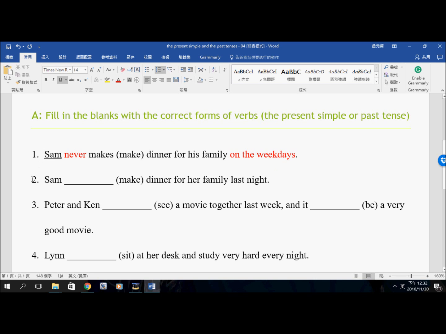Take a look at question number 2. Again, let's find the time marker. Usually the time marker is either in the middle of the sentence, at the end of a sentence, or at the very beginning of a sentence. So the time marker is here. Last night. When you see last night, you know something happened in the past. So we have to use the past tense. The past tense of make, it's made. It's an irregular verb. So the answer is Sam made dinner for her family last night.